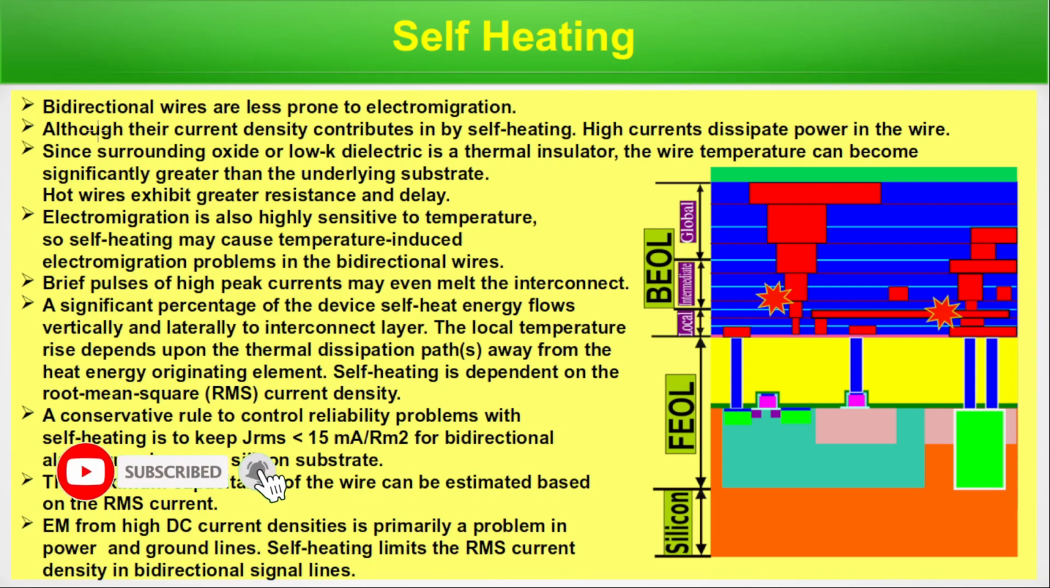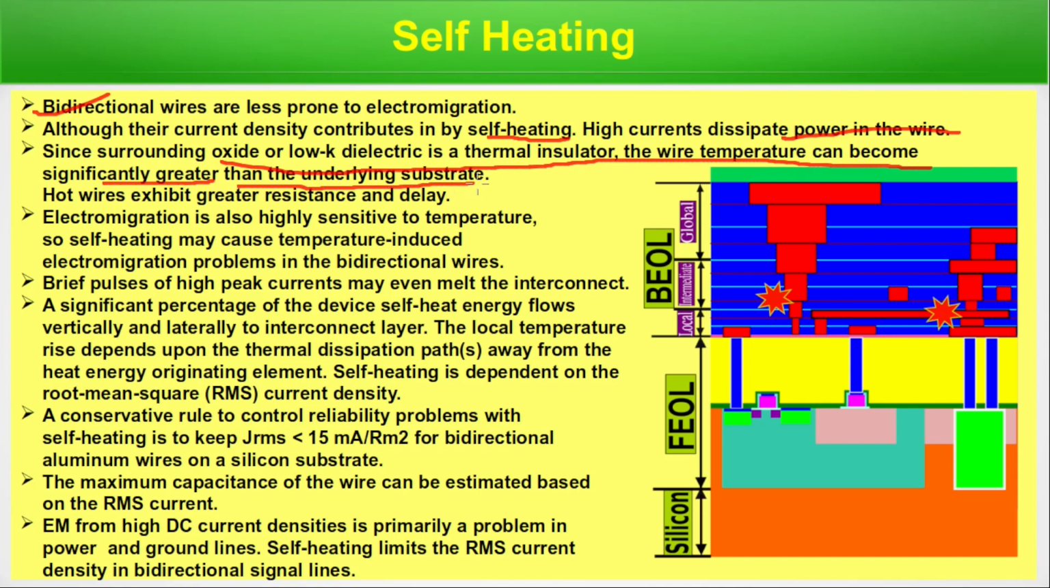Now, self-heating. Bidirectional wires are less prone to electromigration, although their current density contributes through self-heating. High current dissipates power in the wire. If high current is flowing, it creates heat. Since the surrounding oxide or low K dielectric is a thermal insulator, the wire temperature can become significantly greater than the underlying substrate. So around the interconnect, there are low K dielectrics. Dielectrics are electrical insulators and they are thermal insulators also, so they do not carry away that heat. Heat is continuously generated and cannot get dissipated. So a hot wire exhibits greater resistance and delay. We know that property. Electromigration is also highly sensitive to temperature.